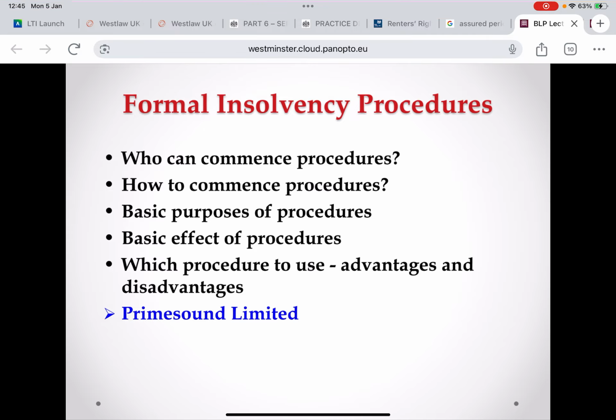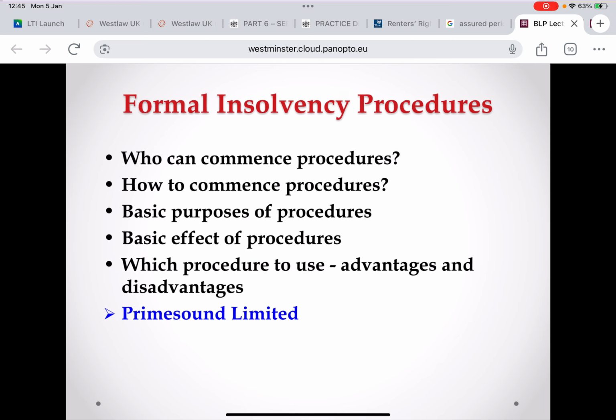So who can commence these procedures? I invite you to stop and think about a variety of characters when you're dealing with a company in financial difficulties. Ordinary unsecured creditors of the company in financial difficulties. The bank with the benefit of security. And also, what about the directors of the company in financial difficulties? So there you've got a series of relevant parties that might be interested in commencing insolvency procedures. How to commence? Well, fundamentally, that's nothing more than process.